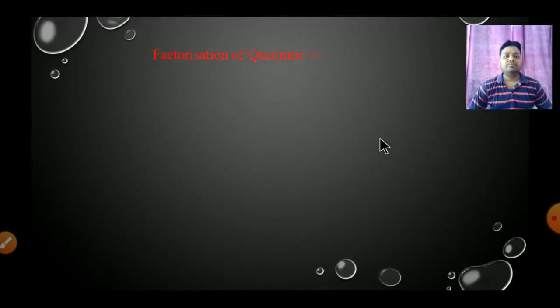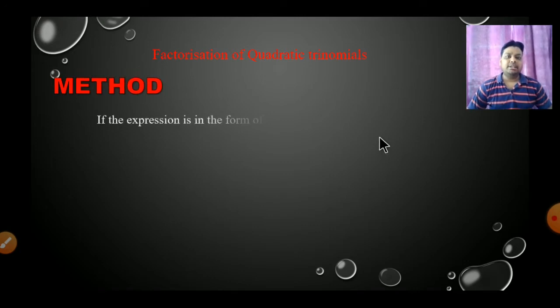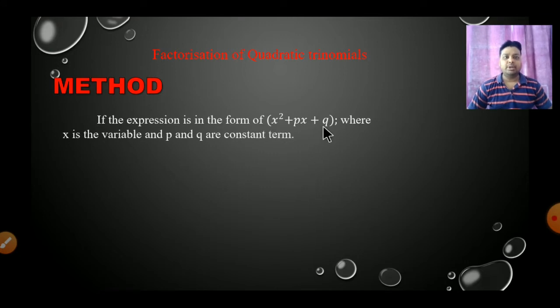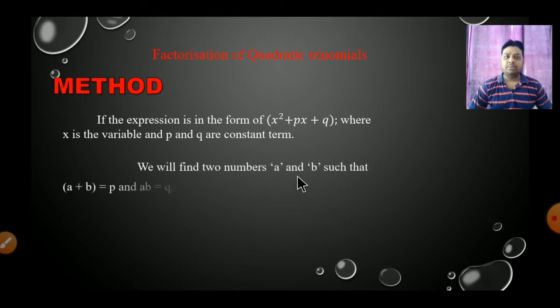So, factorization of quadratic trinomials. Let's see the first method. If the expression is in the form x square plus px plus q, where x is the variable and p and q are constant terms, then in this case we have to find two numbers a and b such that a plus b is equal to p and a into b is equal to q.